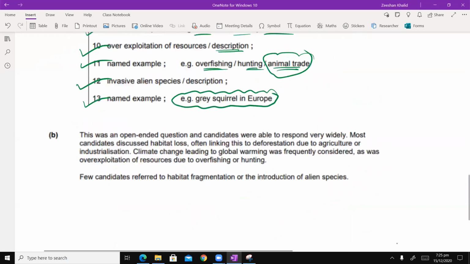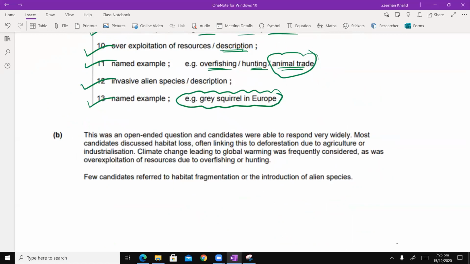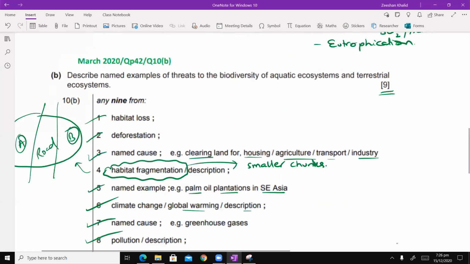चलिए जी, examiner भी फरमा रहे हैं, वो भी देख लेते हैं जरा. Examiner साहब कह रहे हैं, this was an open-ended question and candidates were able to respond very widely. Most candidates discussed habitat loss, often linking this to deforestation due to agriculture or industrialization. Climate change leading to global warming was frequently considered, as was overexploitation due to overfishing and hunting. Few candidates referred to habitat fragmentation, अक्सर बच्चों को इसका नहीं पता होता, or introduction of alien species. Okay, but overall this question was a 9 marker and a good attempted question.